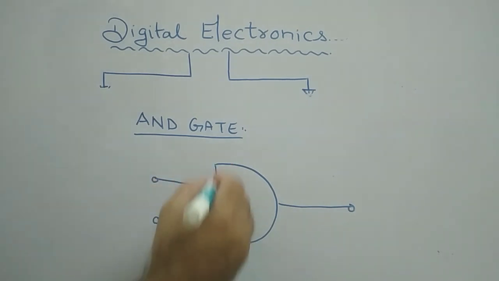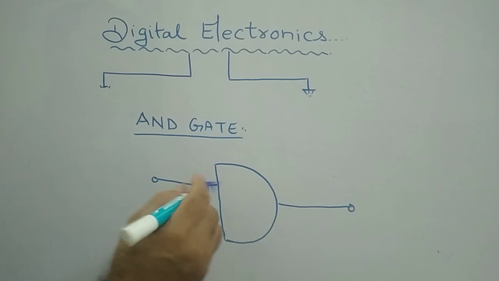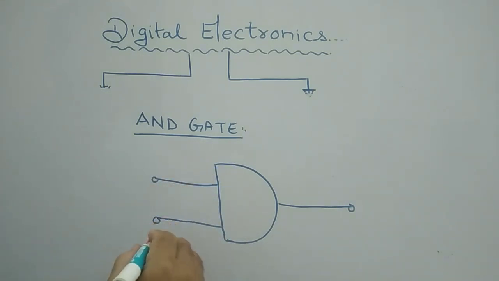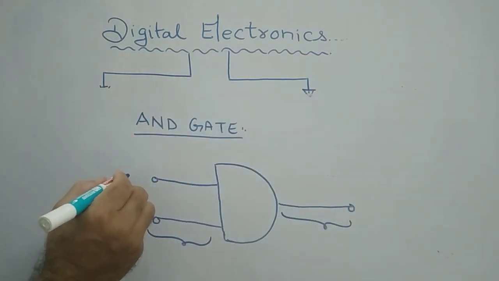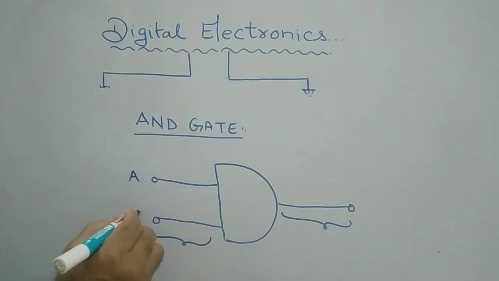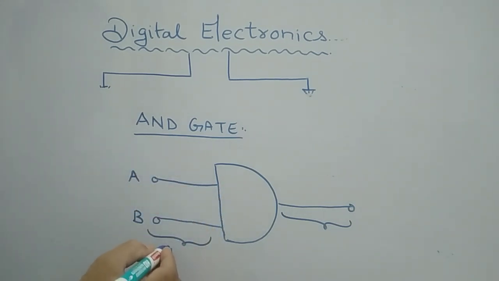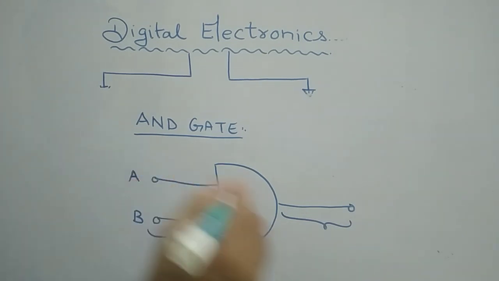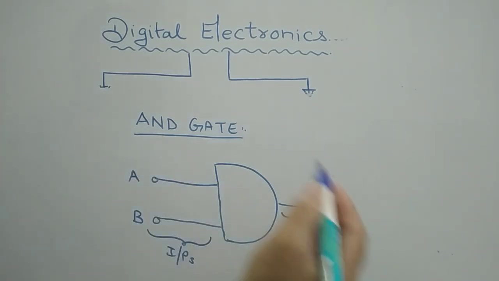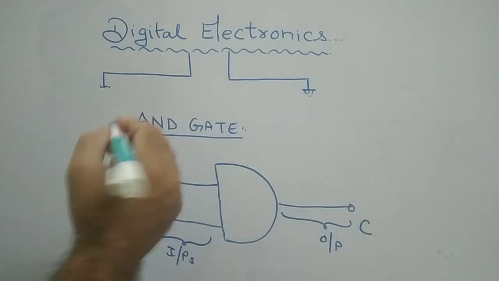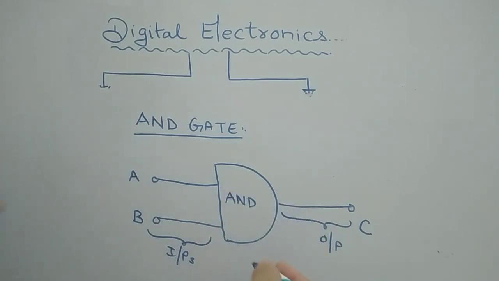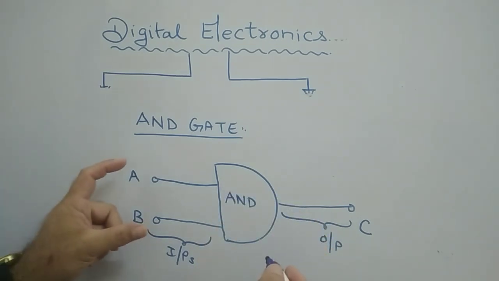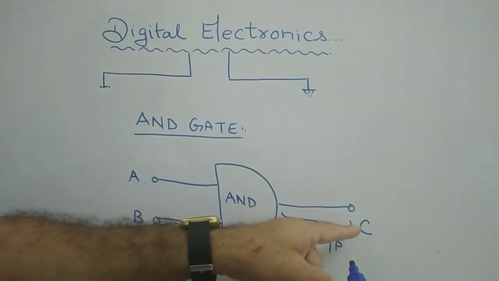This is the symbol of D, and these are called the input terminals, or inputs. This is called the output. Here let us call the inputs A and B, and the output we can call C. You can write it as the AND operation. So the inputs are A and B and the output is C.